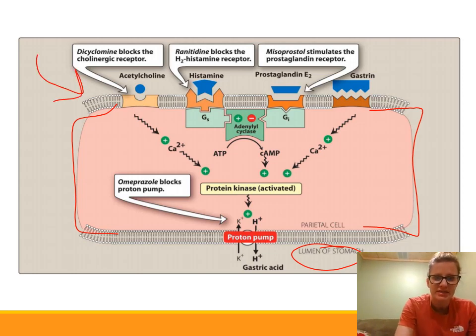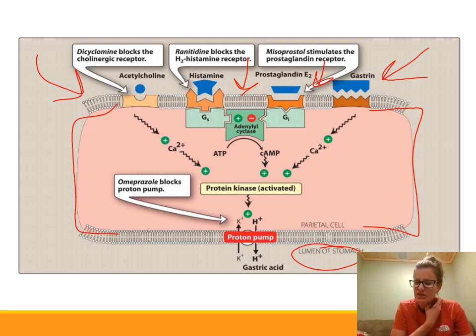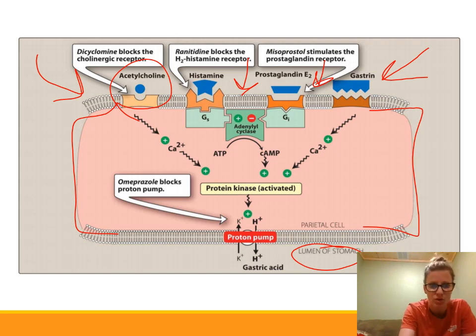So here we see multiple different hormones or chemical mediators that bind to receptors on the parietal cell. Most of these are going to stimulate acid secretion. So when acetylcholine binds, that stimulates acid secretion. This makes sense, right? Acetylcholine is part of our rest and digest, right? The parasympathetic nervous system. So digestion utilizes acid. So when acetylcholine binds, this increases the release of acid into the stomach.